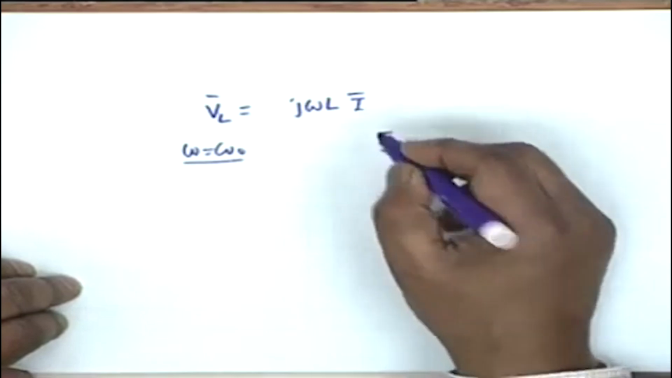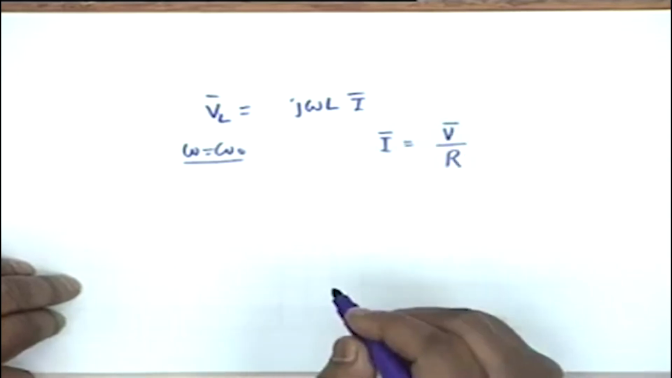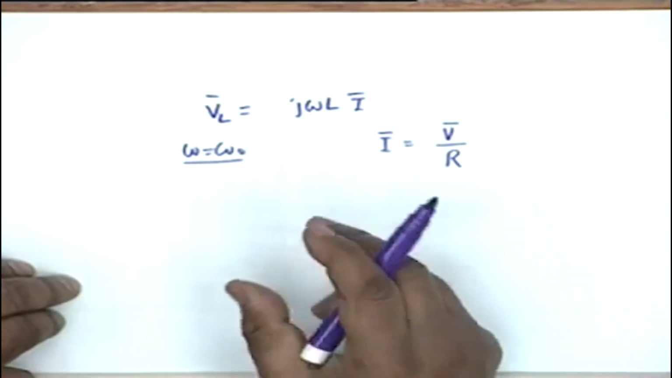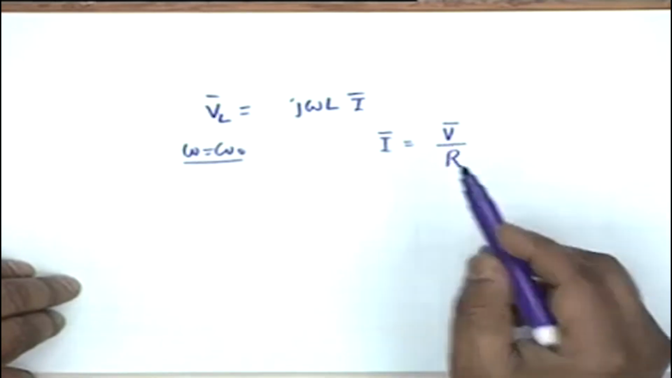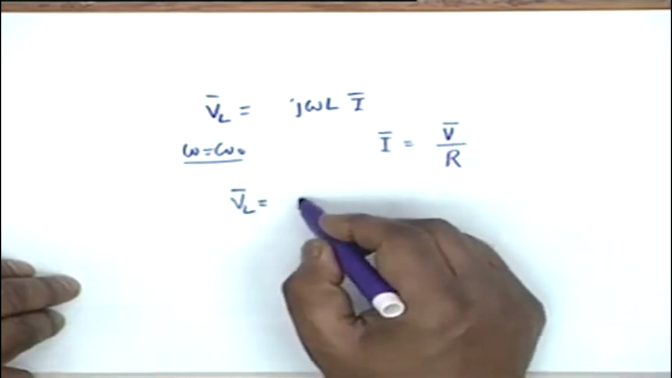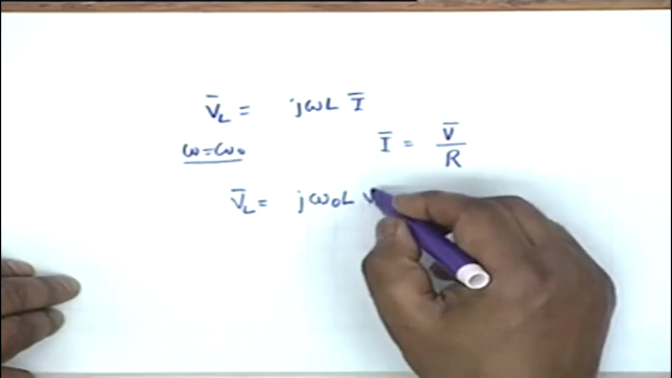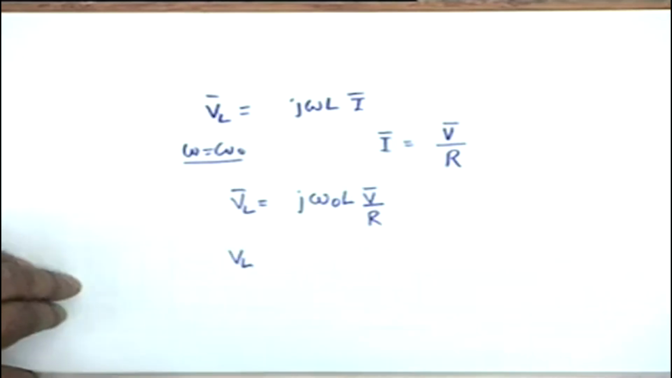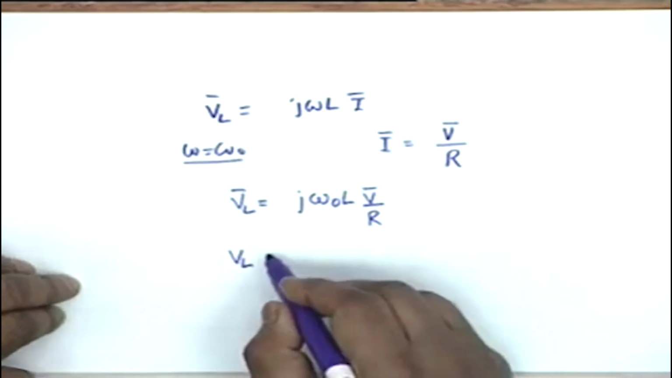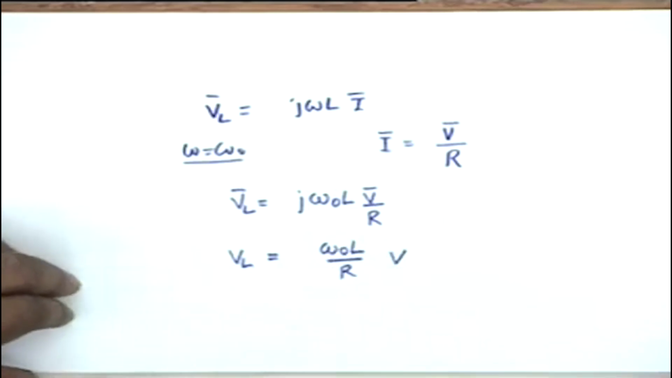Under this condition, you know I is in phase with the voltage, and therefore I shall be equal to V by R. Under resonance, the impedance is purely resistive, therefore the current phasor is simply given by the ratio of the voltage phasor to resistance, and therefore the VL phasor would be j omega 0 L, we are considering conditions at resonance, V divided by R, which means that the magnitude of the voltage across the inductance is equal to omega 0 L by R, times the magnitude of the voltage across the total circuit.